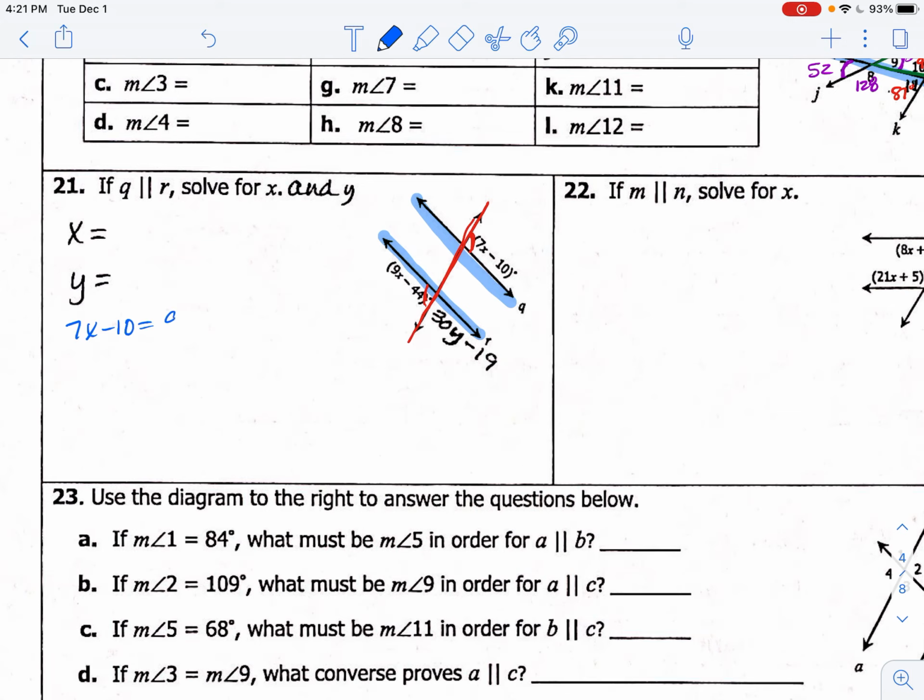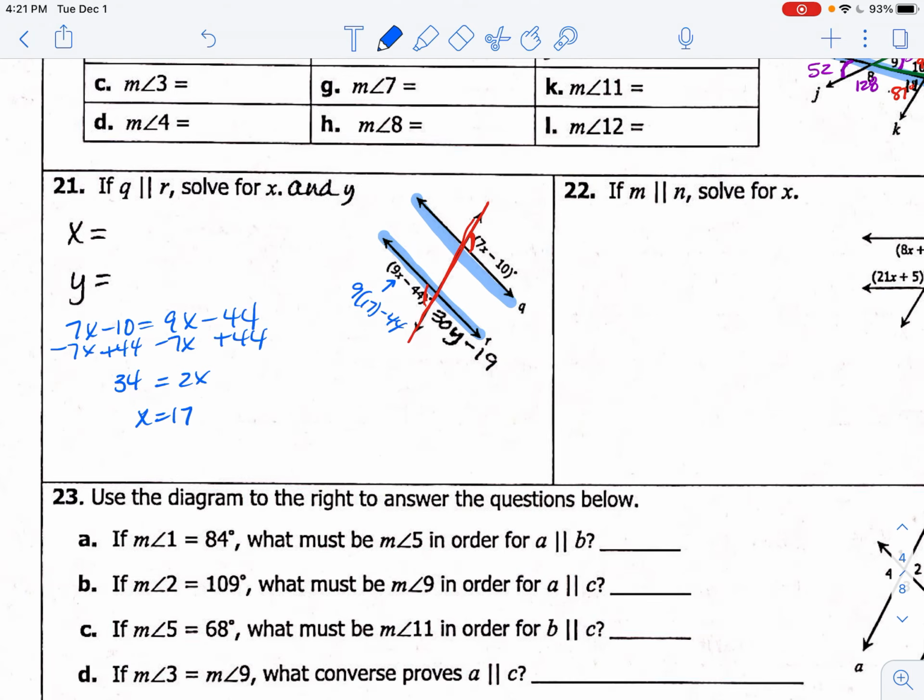So 7x minus 10 is equal to 9x minus 44. Let's take away 7x on both sides and add 44 to both sides. This gives me 34 on the left is equal to 2x, and if I divide, I get x is equal to 17. All right, so I'm going to plug in my 17 here.